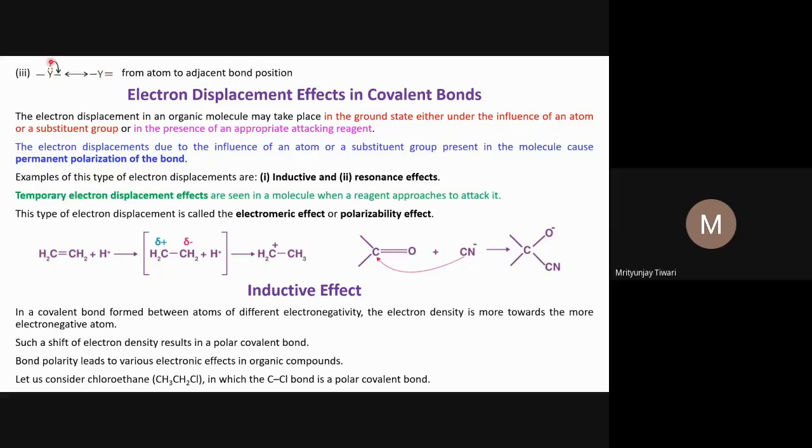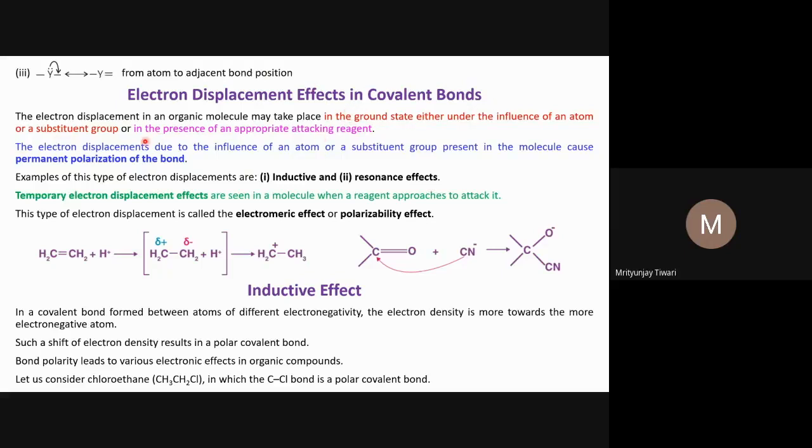Since we are focusing mostly on the movement of electrons here, we have not shown any positive or negative signs. So the lone pair is now shifted to this bond position from this atom Y, and so we see a double bond here and no lone pair at this position. So these are the three different types of electron movements that we usually encounter in organic chemistry. So, electron displacement effect in covalent bonds.